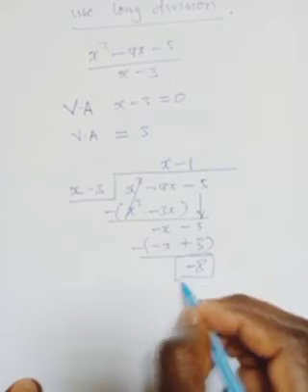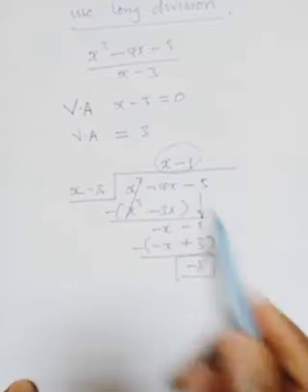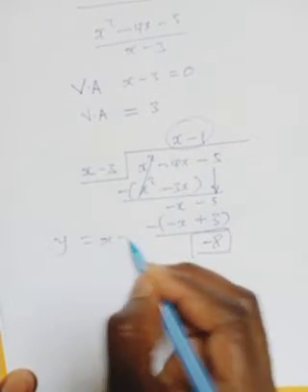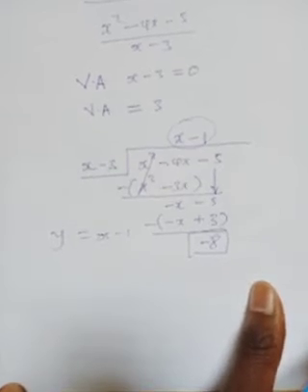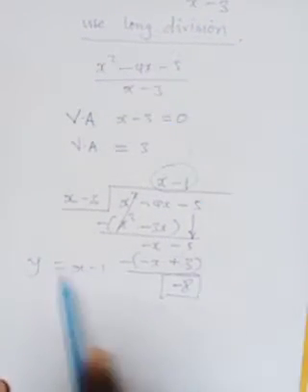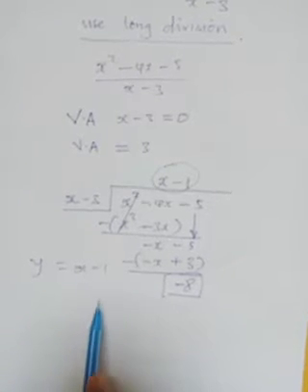Forget about this. We are only interested in the oblique asymptote, where y is going to be equal to what? Y has to be equal to x minus 1. So we found the vertical asymptote, and this one is going to be my oblique asymptote, where y is equal to x minus 1.